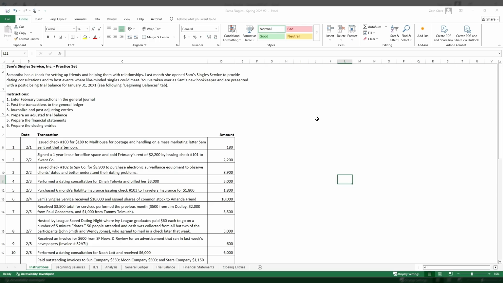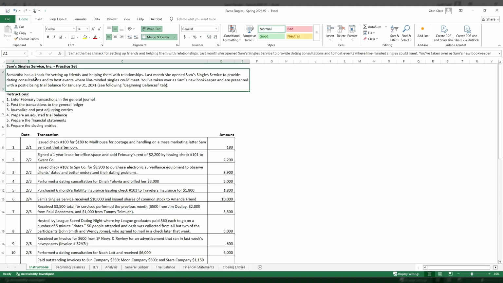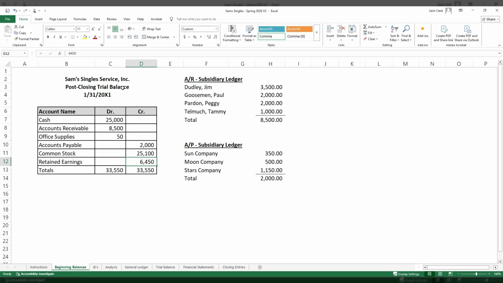So just to walk you through quickly the structure of the Excel template for the project here, we've got some information about the company. We have a post-closing trial balance for January 31st, and we're going to be looking at February. So here we can go to our beginning balances tab and see that post-close trial balance for January 31st. Again, we're going to be looking at February transactions. So what that means, in essence, is that these will be our opening balances or beginning balances for the month of February for these specific accounts, and then we will work off of those.